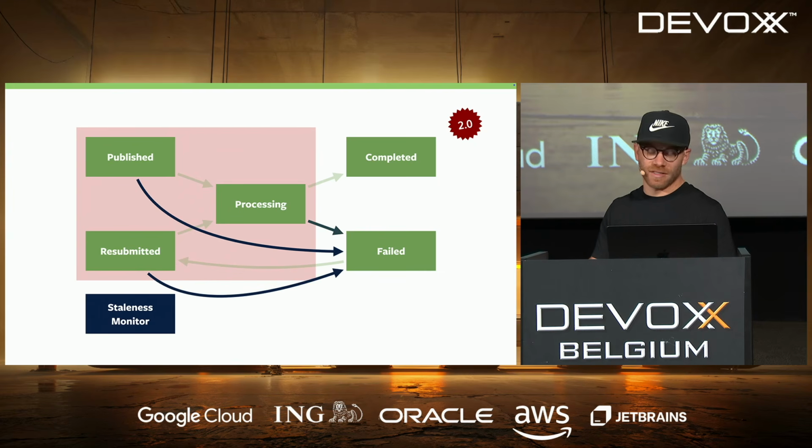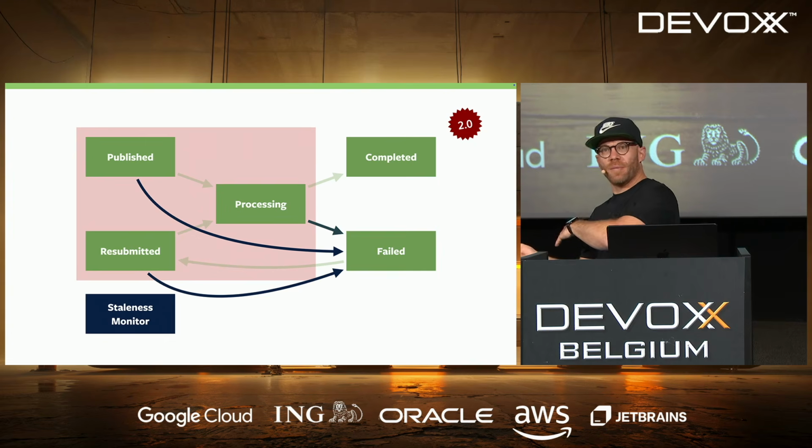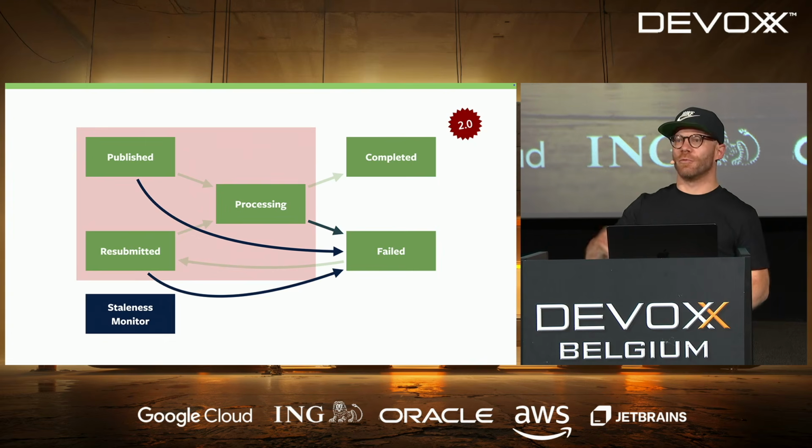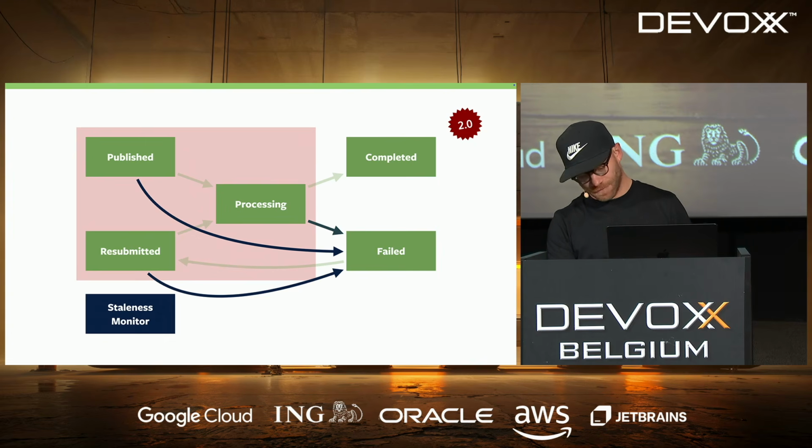And the staleness monitor would basically just flip them all to failed, and then your resubmission logic would just go ahead and handle those.